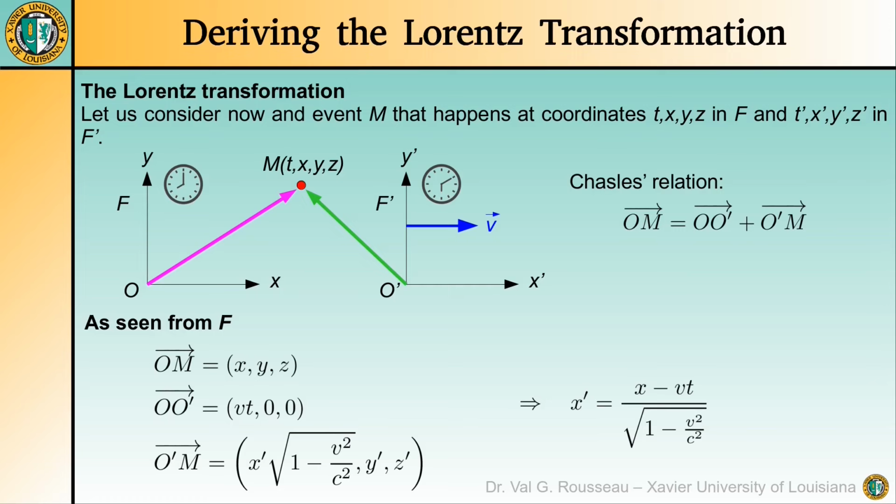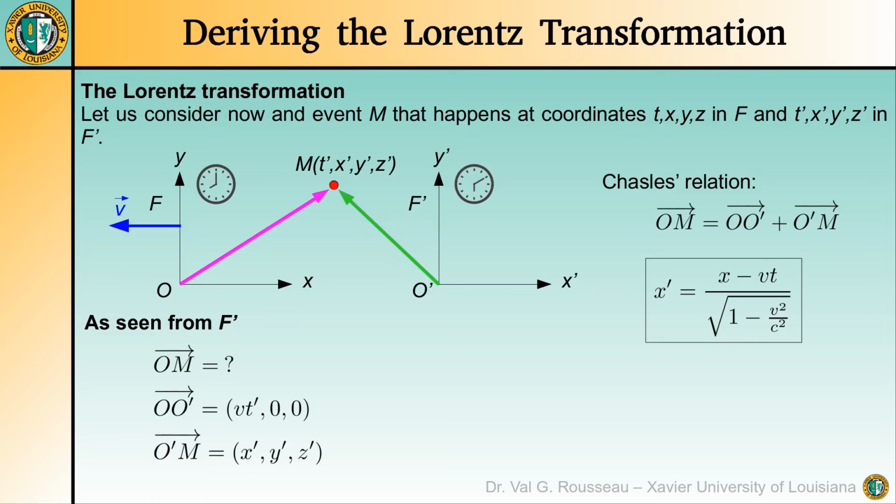The last thing we need to do is to figure out the formula for the time coordinate. To this end, let us consider now the situation as seen from F prime. In this frame, F appears to be moving at velocity negative v. The vector O prime M has coordinates x prime, y prime, z prime. The vector OO prime has coordinates vt prime, 0, 0, and we know that the vector OM has coordinates x, y, z in F.